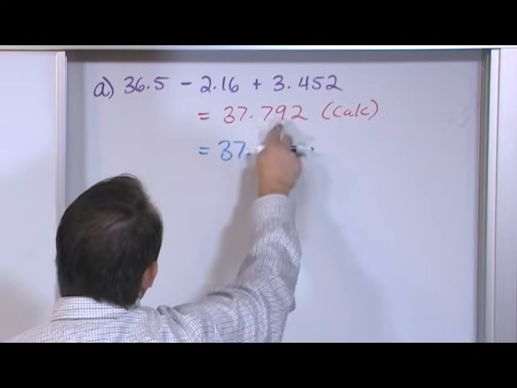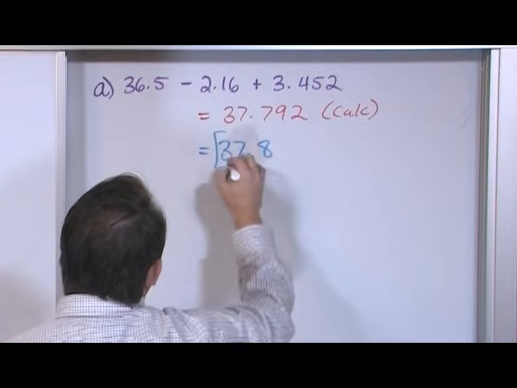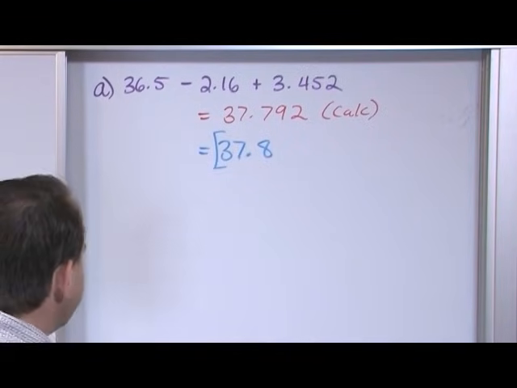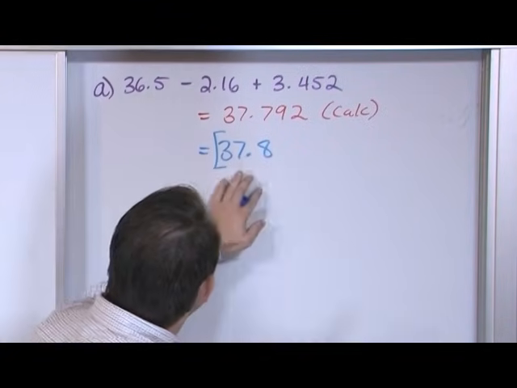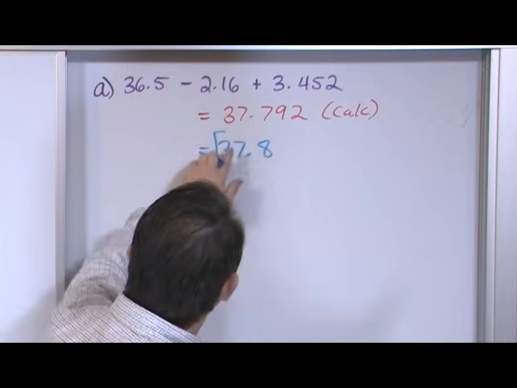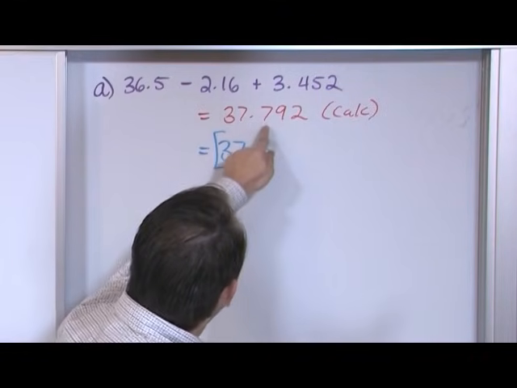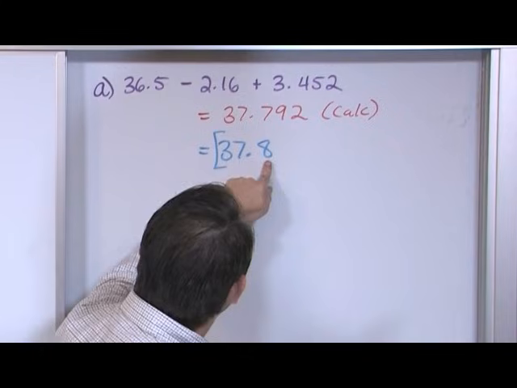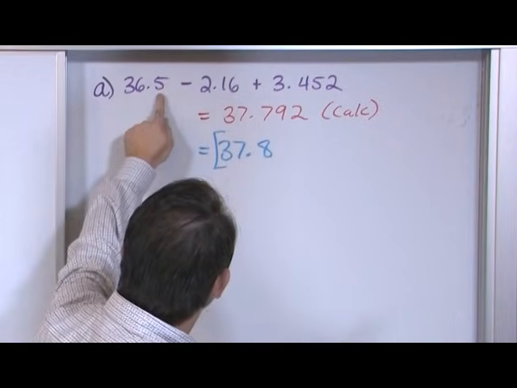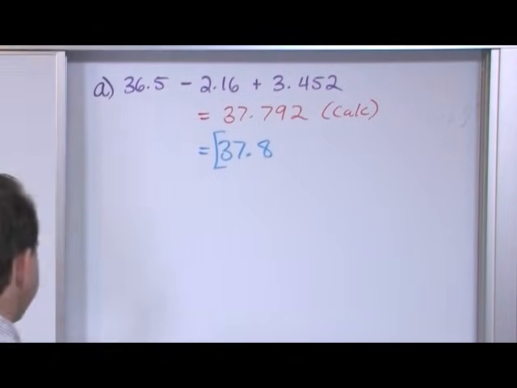37 point, I'll round this up to 8. This is the number that we're going to pick with our significant digits, 37.8. The reason we pick it is not because this is 3 significant figures in the answer. It's because we're rounding our answer to only have 1 digit after the decimal, because this is the smallest number of digits after any of these decimals in our problem.